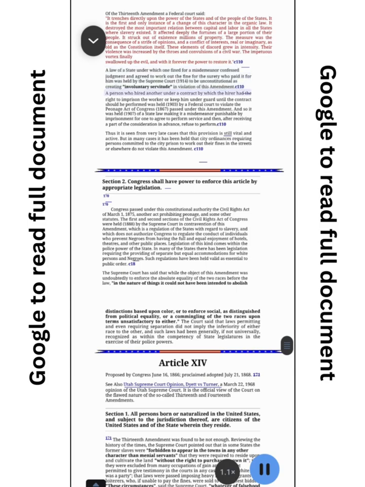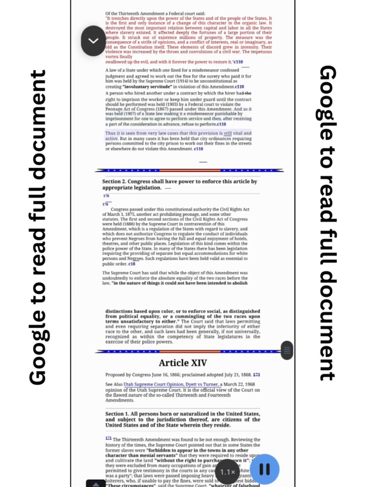A person who hired another under a contract by which the hirer had the right to imprison the worker or keep him under guard until the contract should be performed was held, 1903, by a federal court to violate the Peonage Act of Congress, 1867, passed under this amendment. And so it was held, 1907, of a state law making it a misdemeanor punishable by imprisonment for one to agree to perform service and then, after receiving a part of the consideration in advance, refuse to perform. See 110.